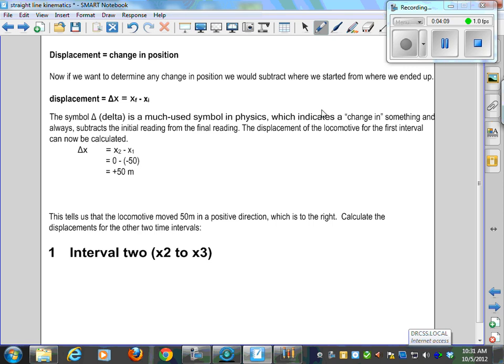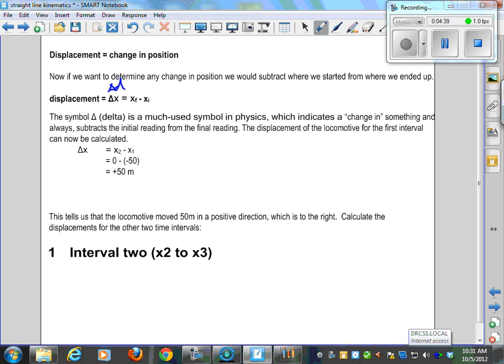Now, if we want to determine any change in position, we would subtract where we started from where we ended up. You probably remember this from the 2D vector stuff, right? And here I've got delta x. Delta x is sometimes written as delta d. They both stand for the same thing. xf minus xi. Final position minus initial position. And the symbol delta, the little triangle, is a much used symbol in physics which indicates a change in something and always subtracts the initial reading from the final.